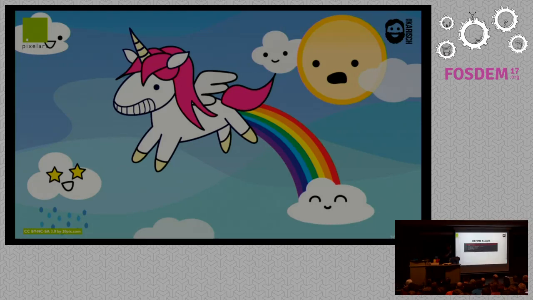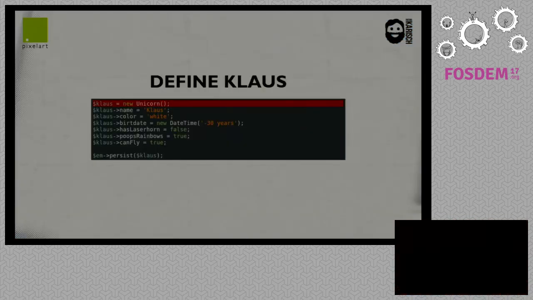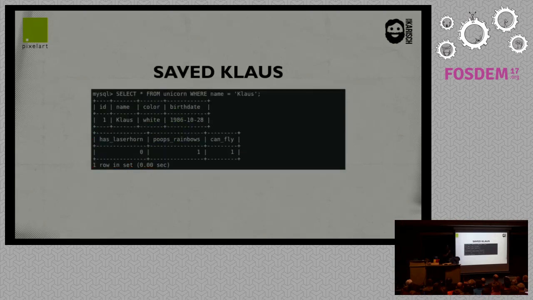So, we define Klaus: we create a new unicorn instance, name it Klaus, it's white, it's 30 years old. Please congratulate Klaus, it's his birthday today. And, yes, no laser horn. It poops rainbows and can fly. So now we save it to the database. In this case, I use Doctrine to persist it, and that's all. And this is Klaus, saved to the database, a simple select on MySQL. So that's the basics of an ORM.